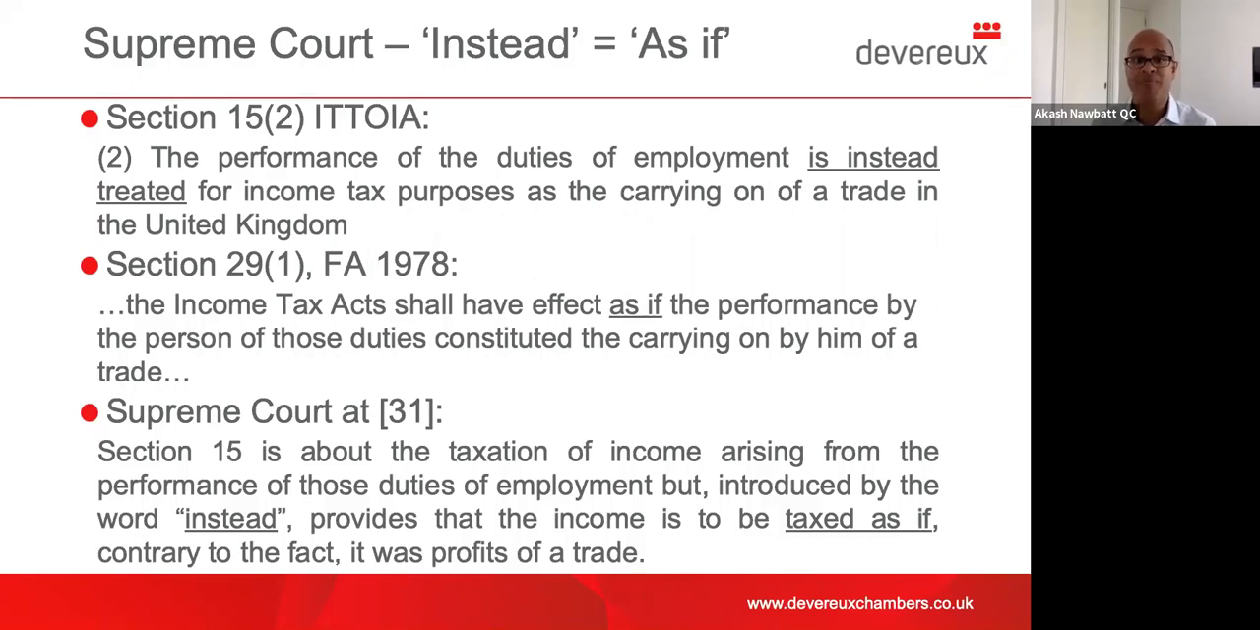Now, as it happens, that conclusion is consistent with the explanatory note to section 15.2 of ITOIA, which itself used those words as if, and noted that the provision was based on the ITEPA equivalent.